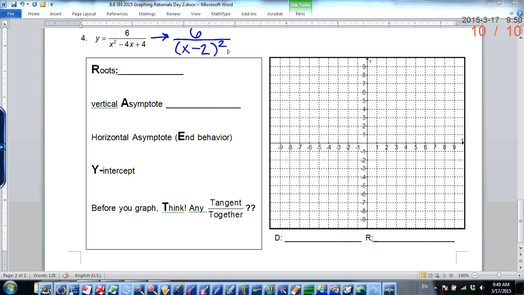All right, what about our roots? Are we going to have any roots here? No, why not, Hayden? Yeah, there's no x on top. So if I try and set 6 equal to 0, is that ever going to happen? No, so there are no roots. How many vertical asymptotes am I going to have? Even if I wrote this as x minus 2 times x minus 2, wouldn't they still give me the same value? So our vertical asymptote is at x minus 2 equals 0, which gives us x equals 2.